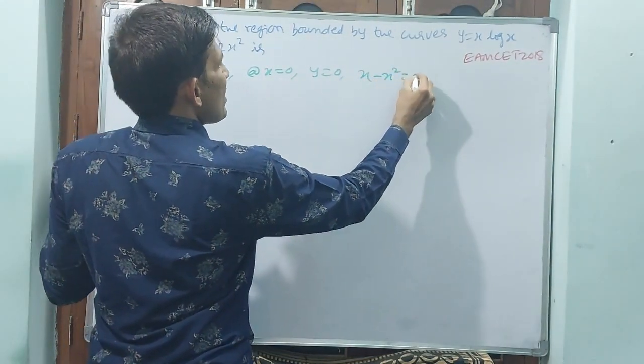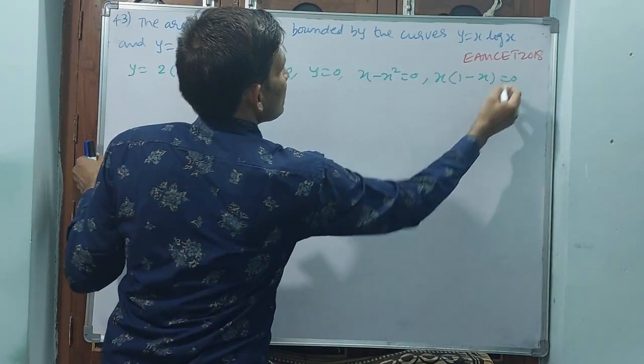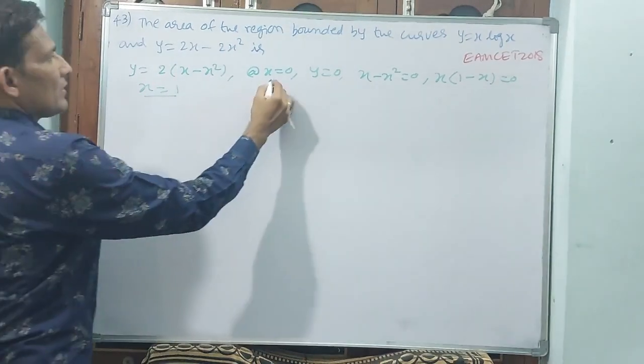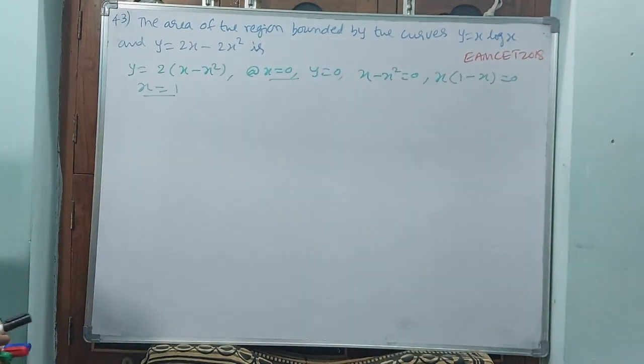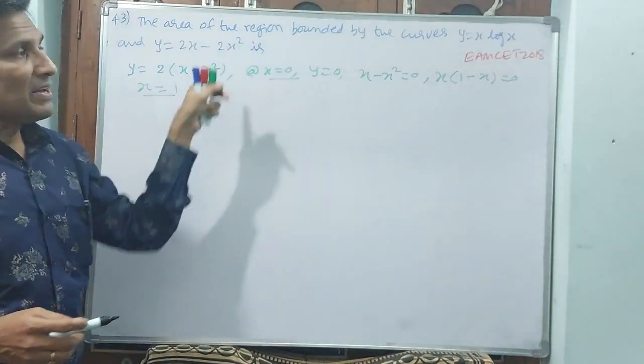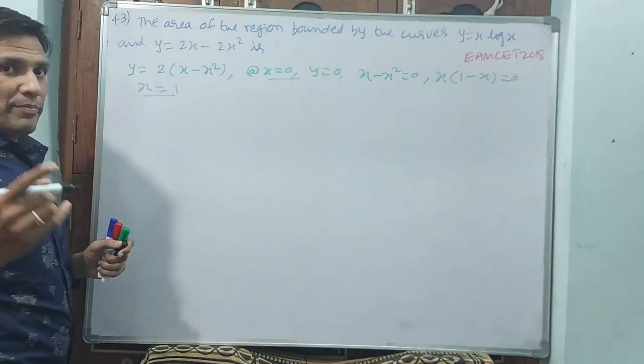x minus x square is equal to 0. If we take x common, x into (1 minus x) is equal to 0. x is equal to 0 already we have calculated. x is equal to 1. Okay, x is equal to 1. That means 0 and 1 are the limits. And you compare for both also.